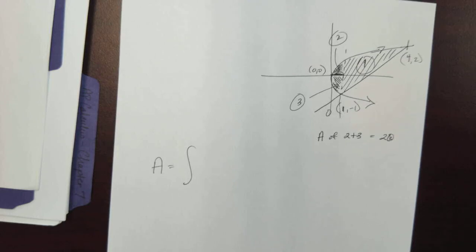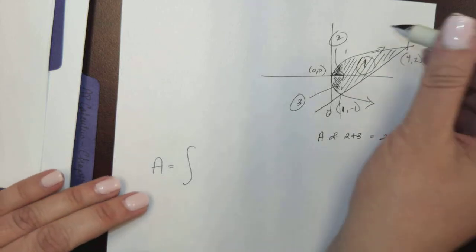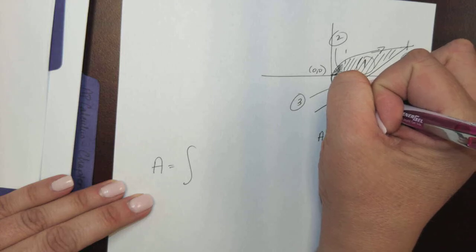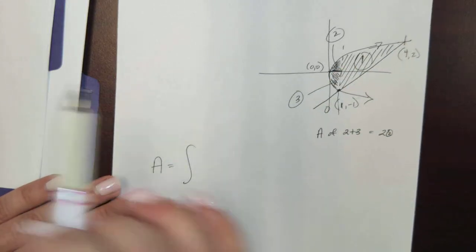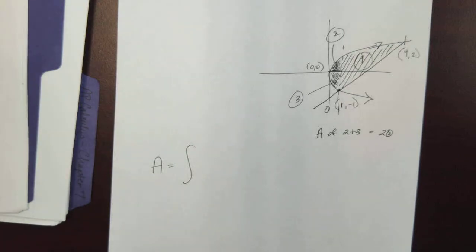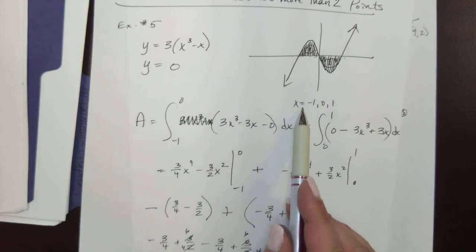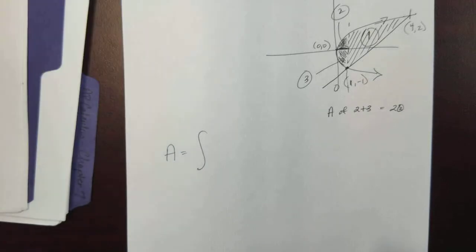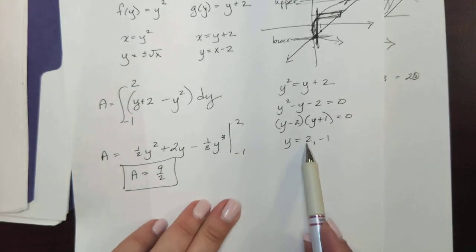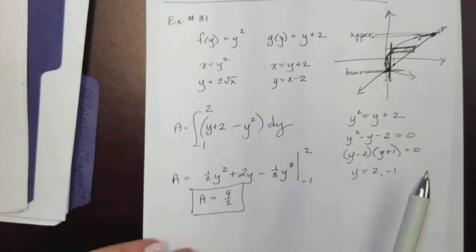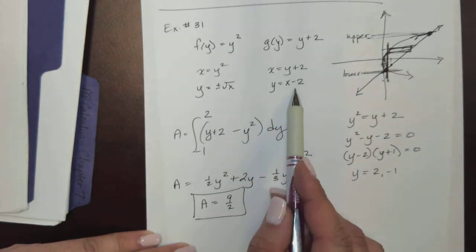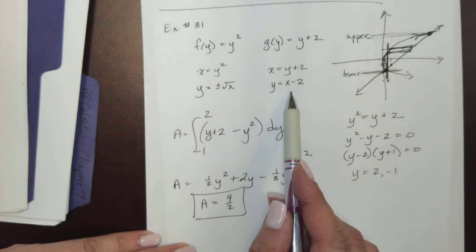Okay. Well, you have to find those points first. Right? We know how to do that. If I needed to find this point, from how I did this previously, when I set them equal to each other, I found y equals 2 and negative 1. I could come here and throw that in and find the x values. Does that make sense?